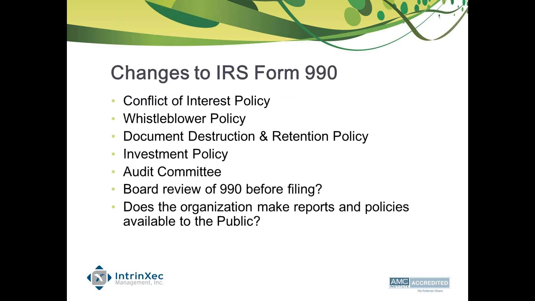And then the other piece is that on the 990, they now ask all these questions. And actually, this is just a snapshot. There's an entire page of questions. I think it's about 30 questions that they ask, and they're all governance focused about whether or not your organization has these various policies in place. Does the board review the 990 before filing? Does the organization make its reports and policies available to the public? At the end of the day, if you as an organization were to say no to any of these questions, you're not doing anything wrong. Right now, you're not doing anything wrong because there is no legal requirement.